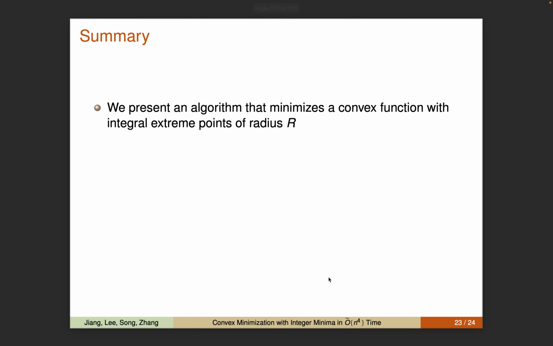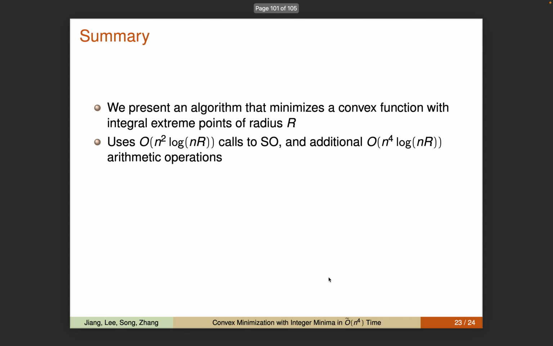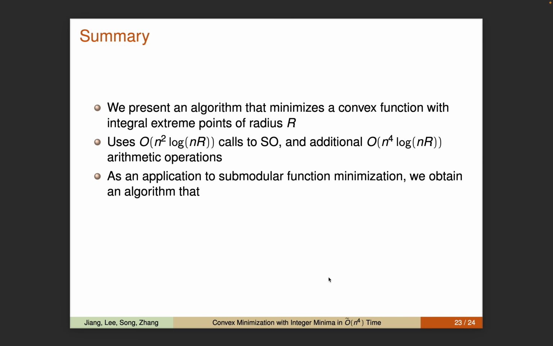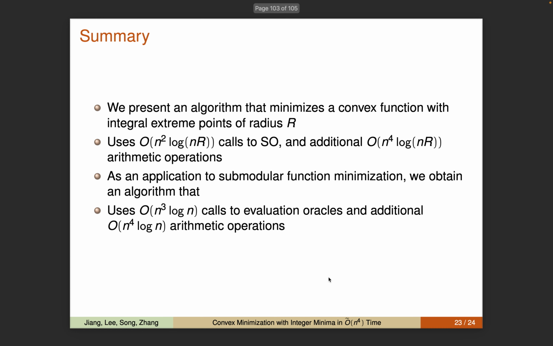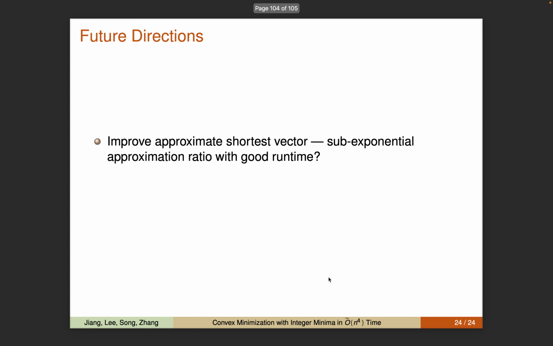So to summarize, we present an algorithm that minimizes a convex function with integral extreme points of radius r, and it uses n squared times log n oracle cost to the separation oracle, and additional n to the fourth power times log n arithmetic operations. As a consequence, this leads to an algorithm for submodular function minimization that uses n cubed log n cost to evaluation oracles, and additional n to the fourth power times log n arithmetic operations.